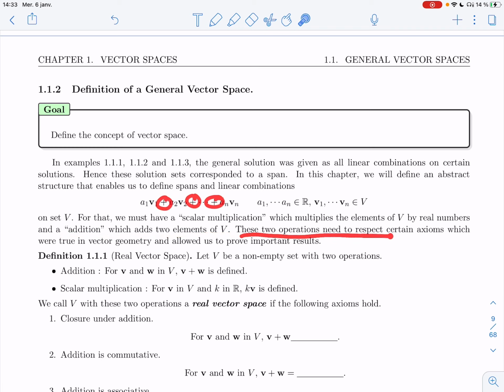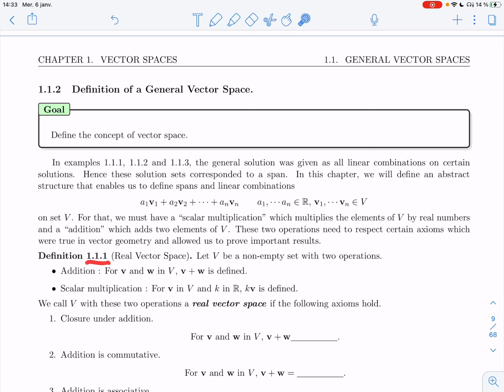These two operations need to respect certain axioms, which were true in vector geometry. So we're just generalizing vector geometry to other contexts, and we want to have the same flexibility. And those axioms will help us to prove important results later on. All right, so we're ready to define real vector spaces.